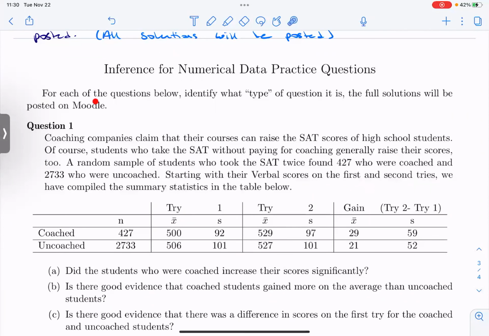Hey, I guess I'm just consistent. I say the same thing over and over again.